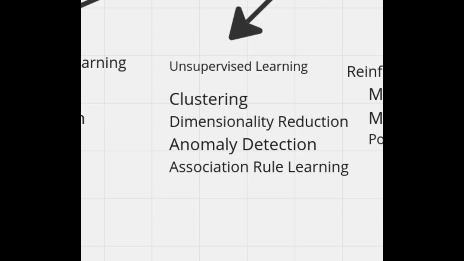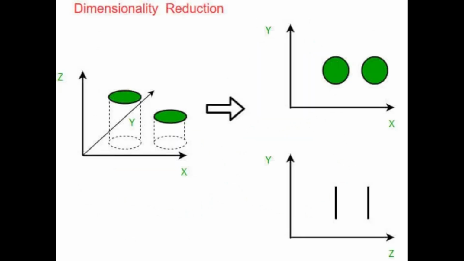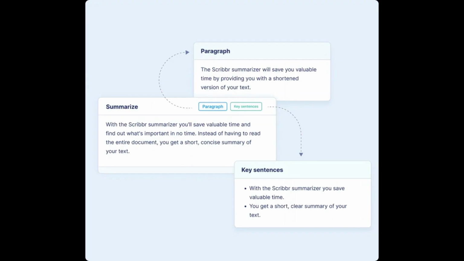Starting with clustering, it groups similar data points together, like grouping customers with similar purchase history. Dimensionality reduction simplifies complex data by reducing the number of features, which we call variables, while keeping the important information. Imagine summarizing a long document into short key points. Most LLMs use this type of approach.